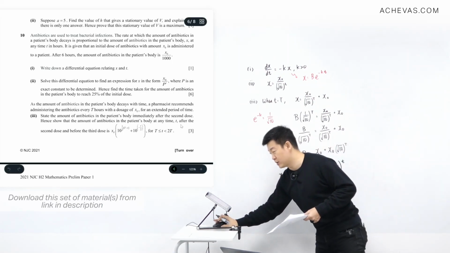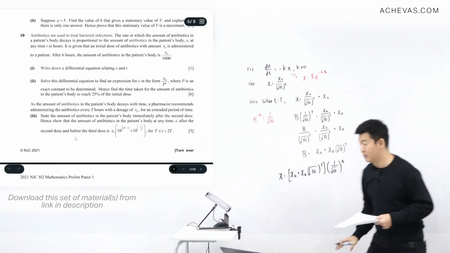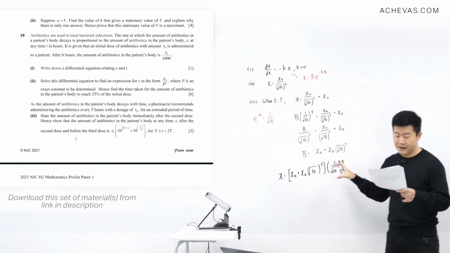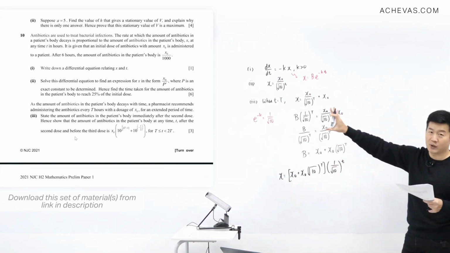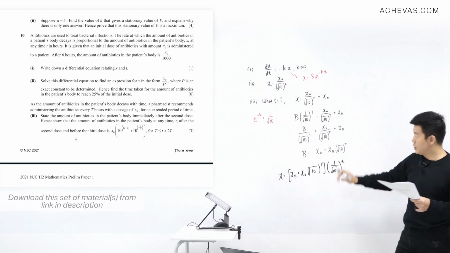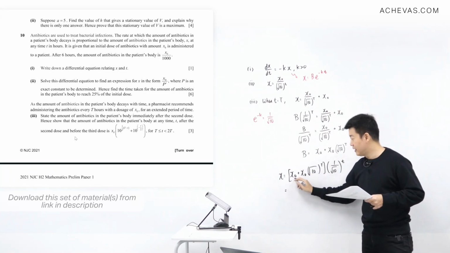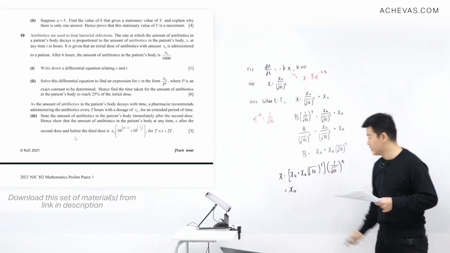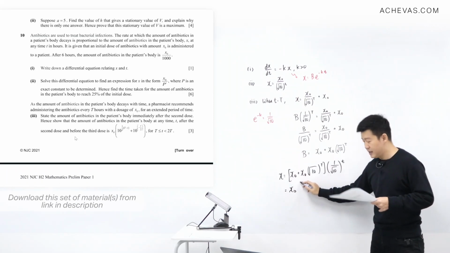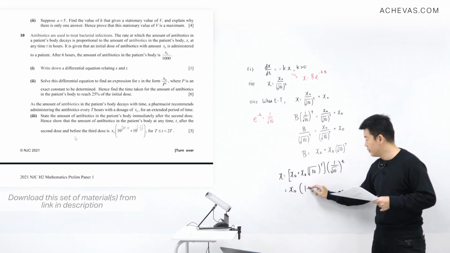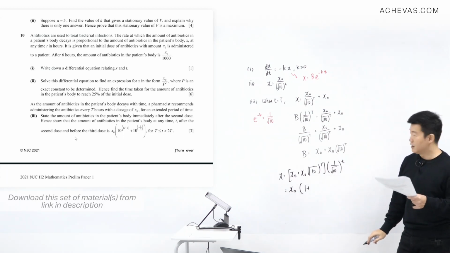I'm trying to answer the question here. Okay, after the second dose and before the third dose. Let's try to manipulate this, and we should be able to get what the question wants us to show, which will require us to factorize out this x0. So I'm going to factorize out x0, which will then leave me with 1 plus square root of 10 to the power of t.